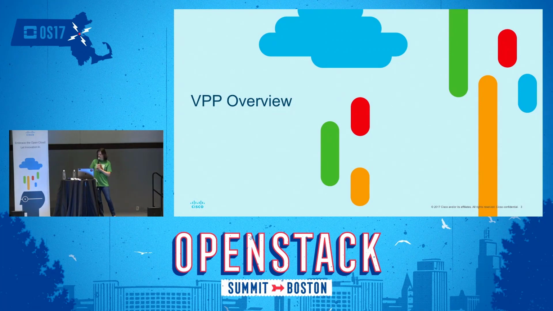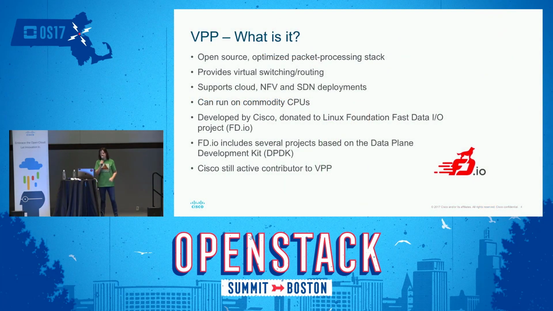And for a quick overview, what is VPP? It's basically open source, optimized packet processing. It can provide virtualized switching and routing for layer 3. It supports cloud, NFV, and SDN deployments. It can run on commodity CPUs, and this is really important because that means customers, for their hardware, assuming that the hardware supports DPDK, VPP can run on it and optimize things.